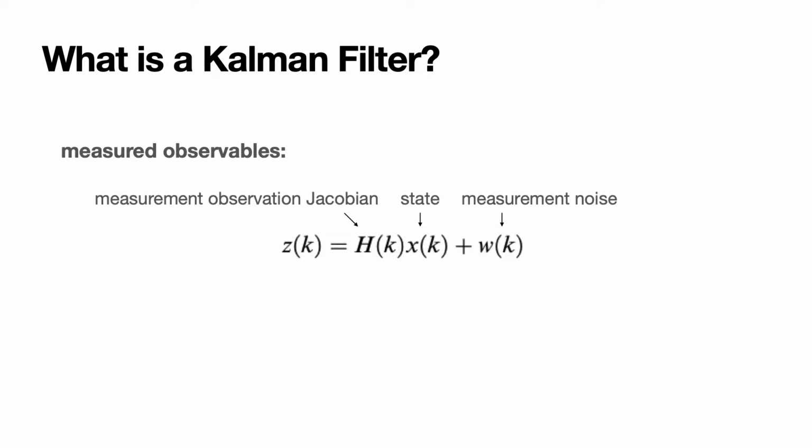The next step is to bring our optical payload, in our case a laser sensor, into the calculation. Therefore, we relate our measured observables to the state vector x. This is done by multiplying a measurement observation Jacobian with our state vector x of k, and also adding measurement noise w of k.